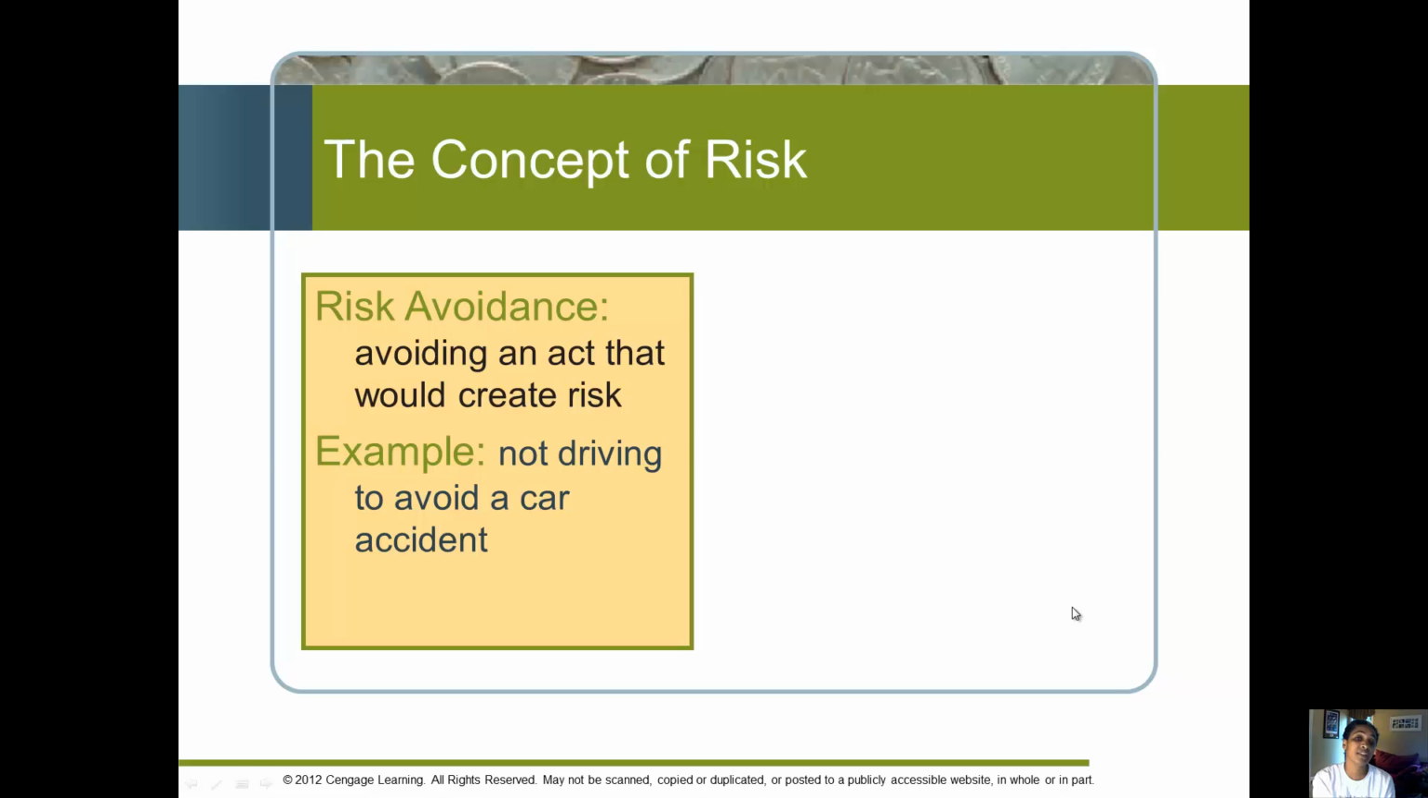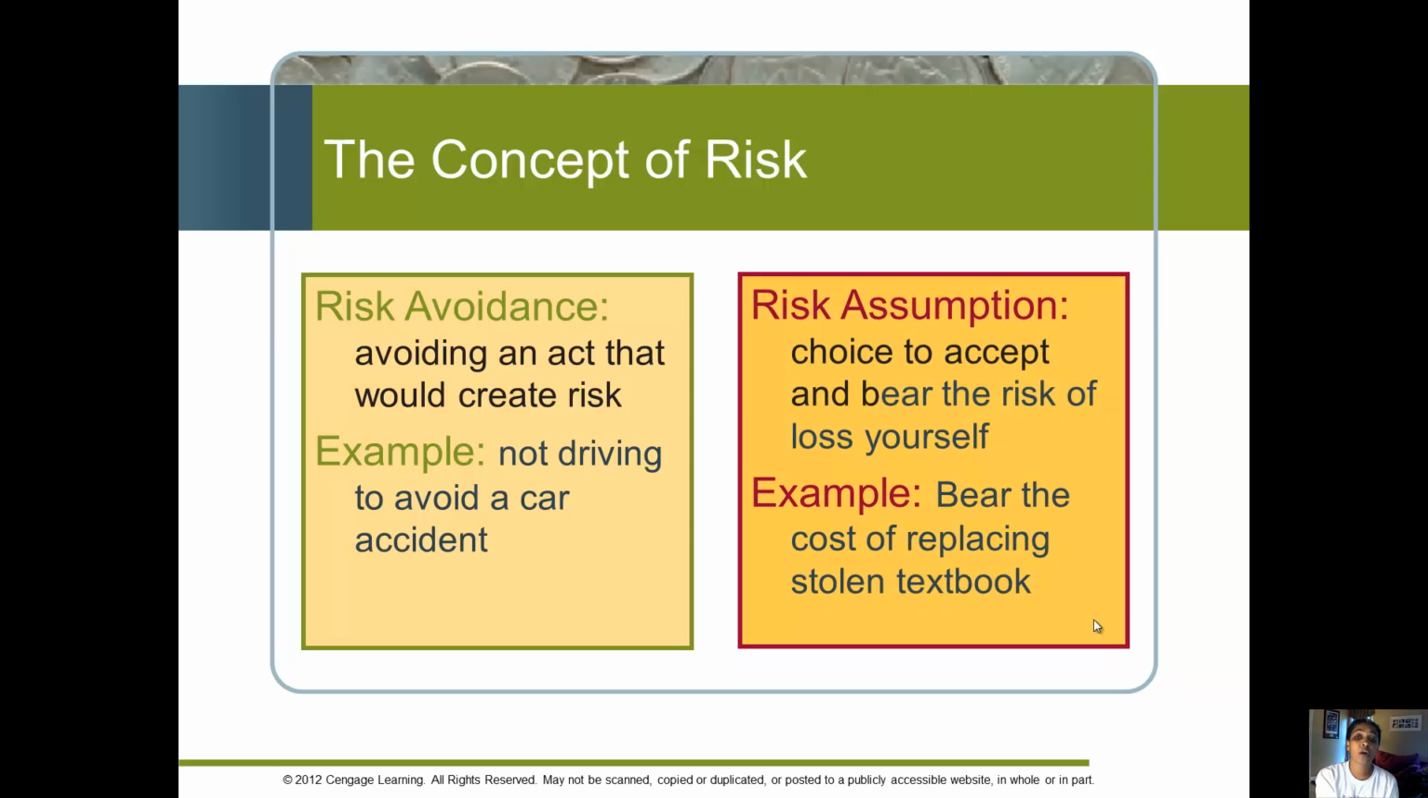And so one way that we can manage risk is to just avoid risk: avoiding something that you know would create risk, that would potentially cause harm to your health, your life, your business, and so on. So here's an example of just not driving at all to avoid a car accident. For a lot of us, that's not an option, but maybe choosing not to go skydiving would be considered risk avoidance as well.